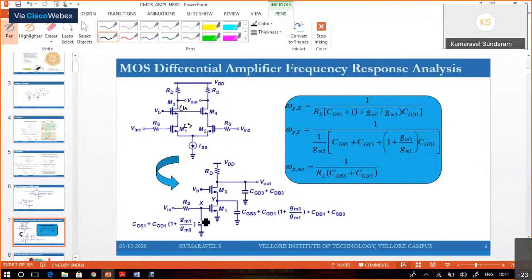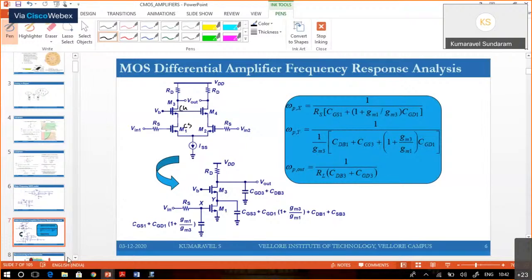Three nodes are there. At X node, it is given as 1 by RS into CGS1 plus 1 plus GM1 by GM3 into CGD1. At Y, 1 by GM3 into CDB1 plus CGS3 plus 1 plus GM3 by GM1 into CGD. Omega P out equals 1 by RL into CGB3 plus CL.